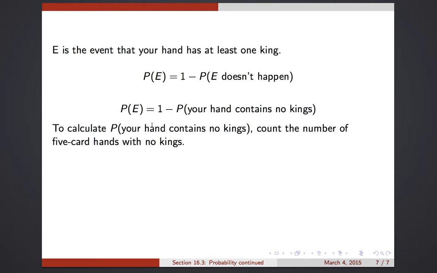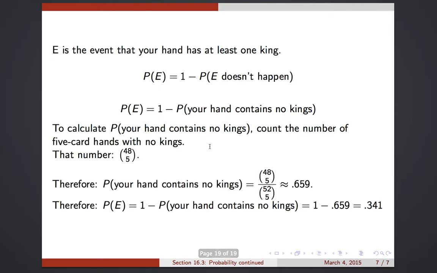Okay, so let's walk through that. To calculate the probability that your hand has no kings, we're going to count the number of 5-card hands with no kings. Now you should probably think about how you might do this, but let me walk you through the logic of this. Imagine counting the number of 5-card hands without kings. You can think of that as just choosing 5 cards from a set of 48 cards. There are 52 cards total, right? But if you're assuming that you get no kings, that's as if you are taking the 4 kings out of the deck and then taking your 5 cards.